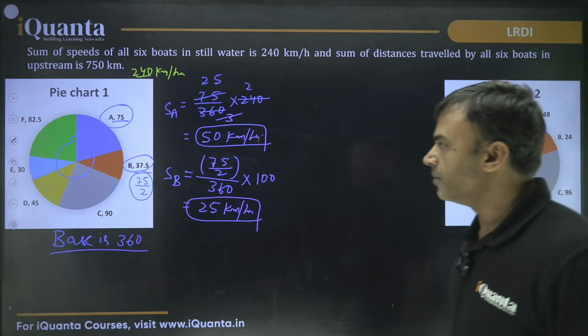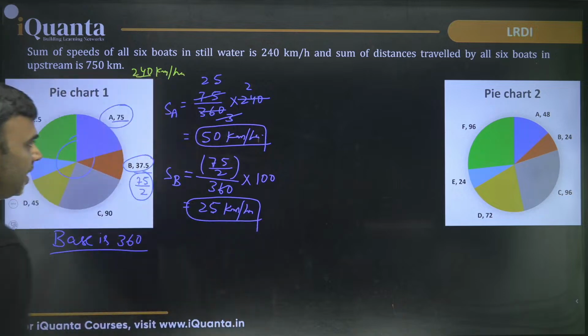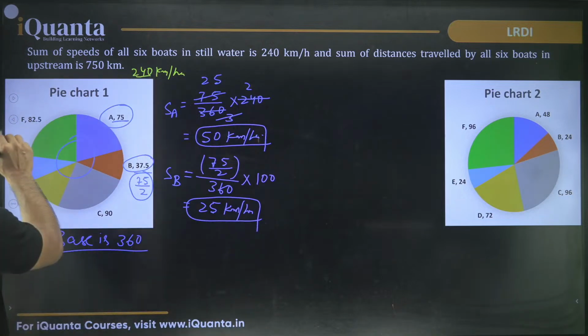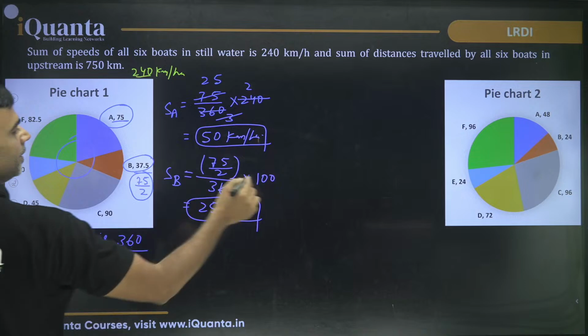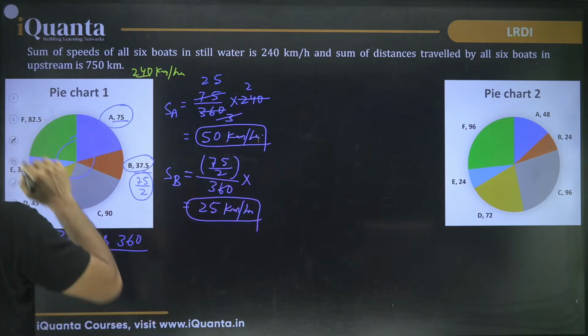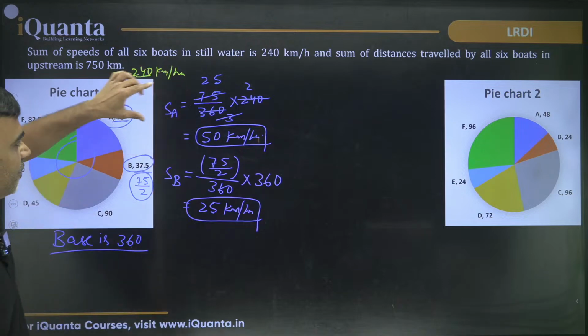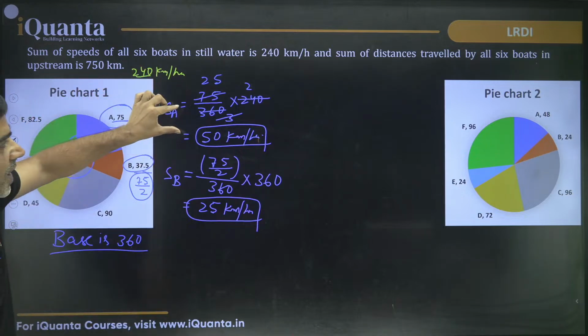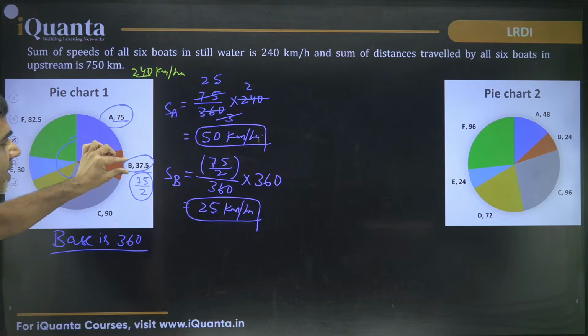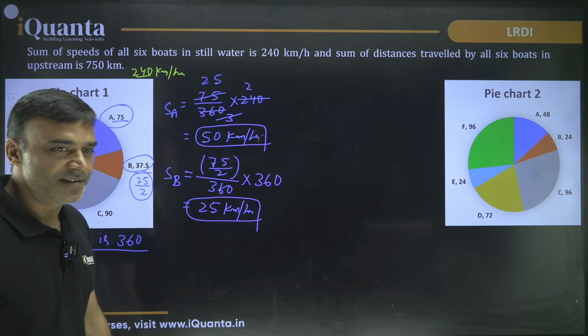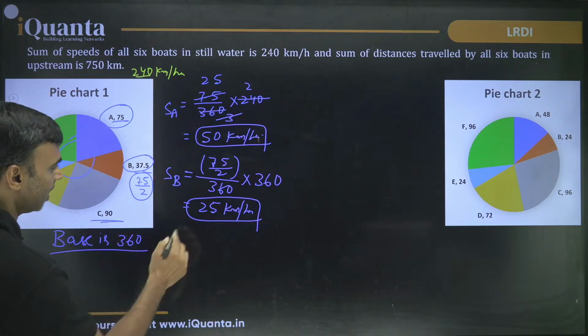There is no 100. 100 आपको कहाँ दिख रहा है? There is no 100 anywhere. हाँ, sorry, वो मैंने गलती से लिखा है. That is something that I have written by mistake. Anyways, so I think most of you see that 75 corresponding to that we have 50 kilometers per hour. So 37.5 will be 25 kilometers per hour. Is it clear? Speed of C, ये एक और निकालते हैं फिर आगे बढ़ेंगे.